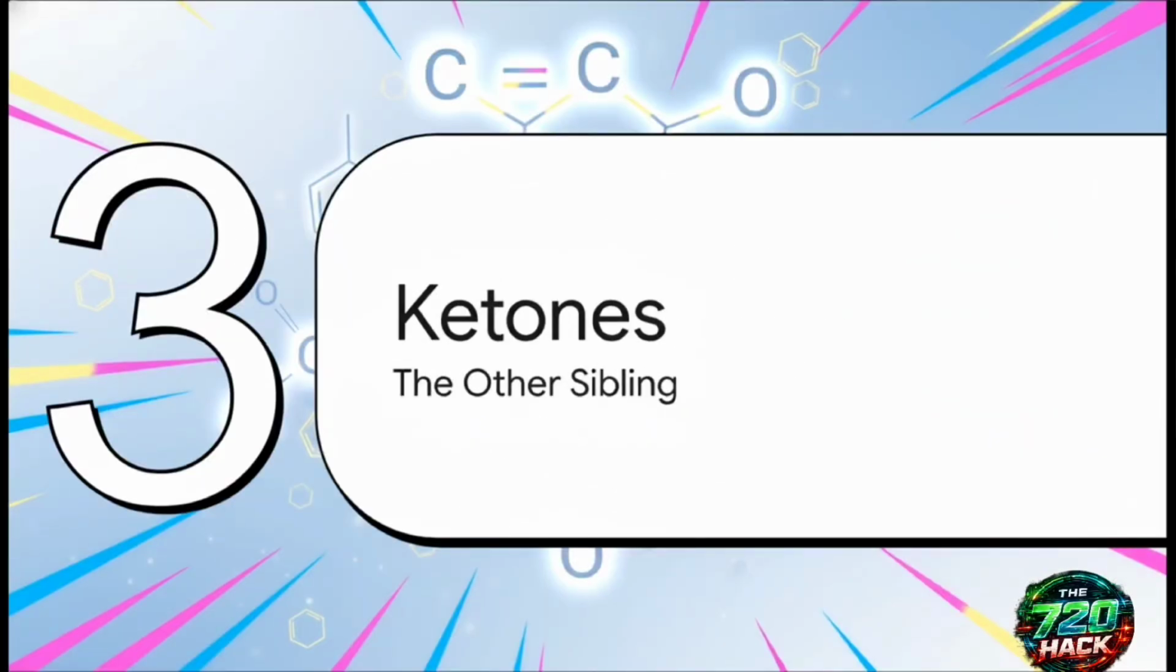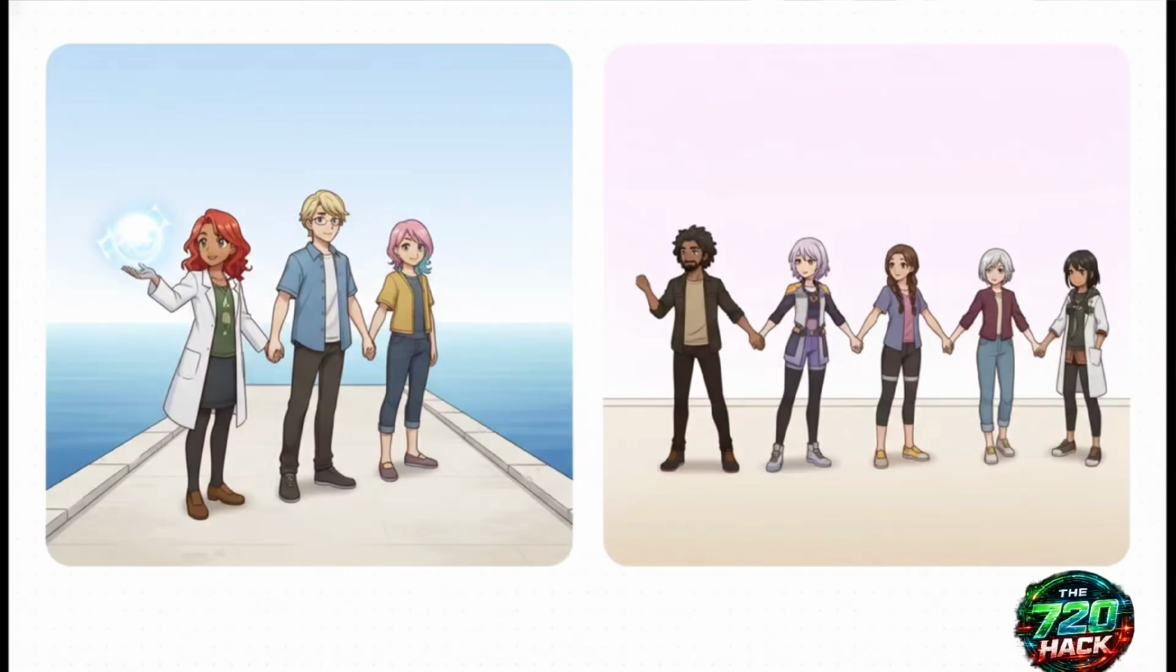Okay, let's move on to the other sibling. If aldehydes are always at the end of the line, their sibling, the ketones, love to be right in the middle of the action. And here it is, the key difference. On the left, you've got the aldehyde, with its signature hydrogen atom stuck at the end. But over on the right, the ketone's carbonyl carbon is bonded to two other carbon groups, no hydrogens directly attached. That tiny structural difference, it means everything.